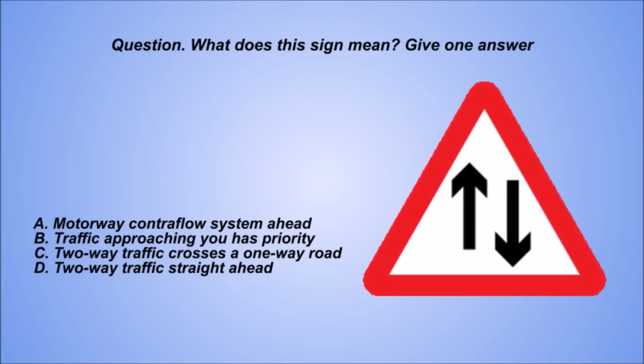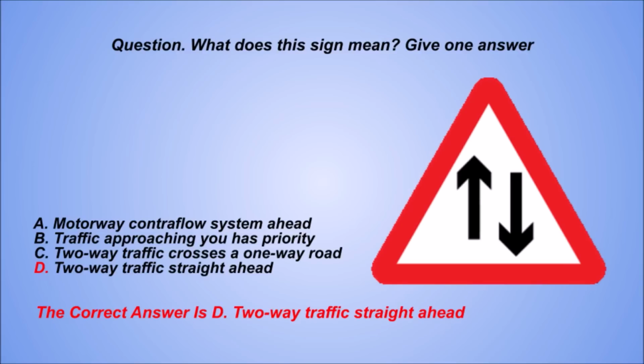Question: what does this sign mean? Give one answer. A. Motorway contraflow system ahead. B. Traffic approaching, you have priority. C. Two-way traffic crosses a one-way road. D. Two-way traffic straight ahead. The correct answer is D.